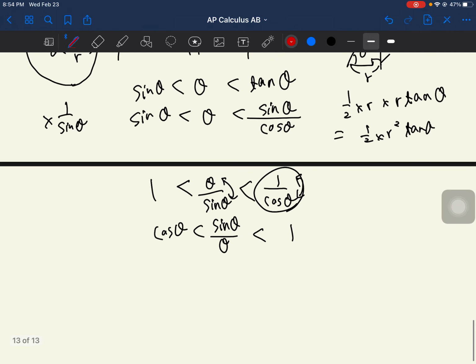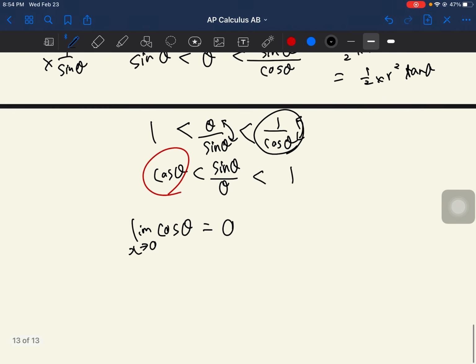So let me find the limits of this one. The limit as x approaches 0 of cosine theta is 0. Oops, sorry, I made a mistake. It's not 0, it's 1. I'm so sorry about it. It's 1.